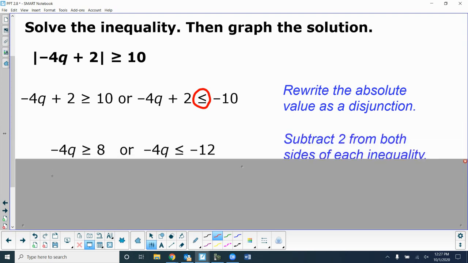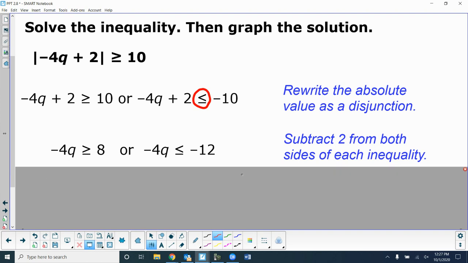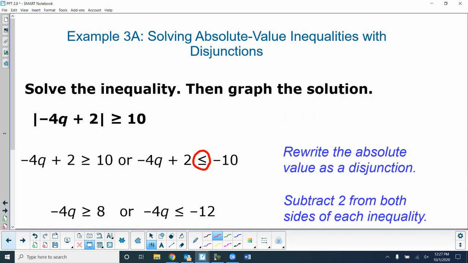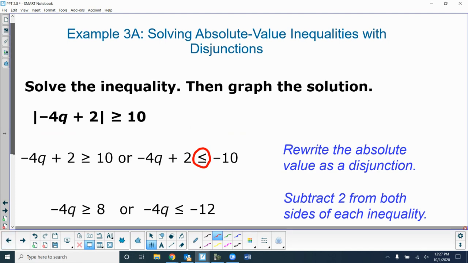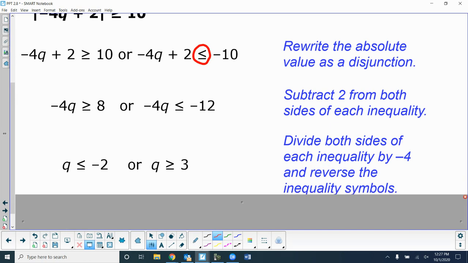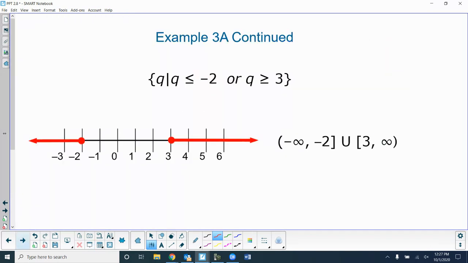Subtract 2 and divide by negative 4. Okay, so what's going to happen here when I divide by negative 4? That's going to flip again, right? And what's going to happen here? It's going to flip again also. Okay? So Q is less than or equal to negative 2, or Q is greater than 3. This disjunction on our graph should go in opposite directions, and it does.